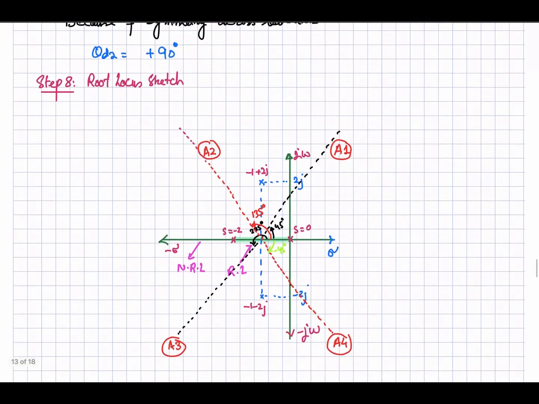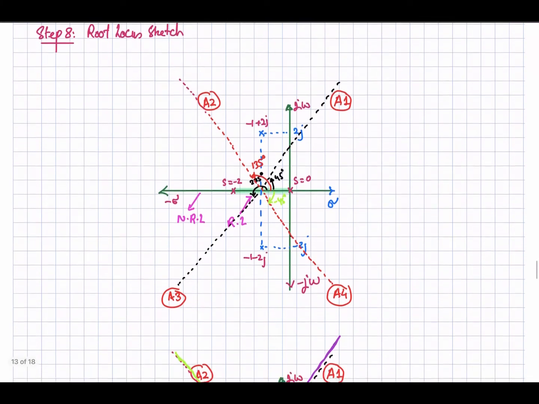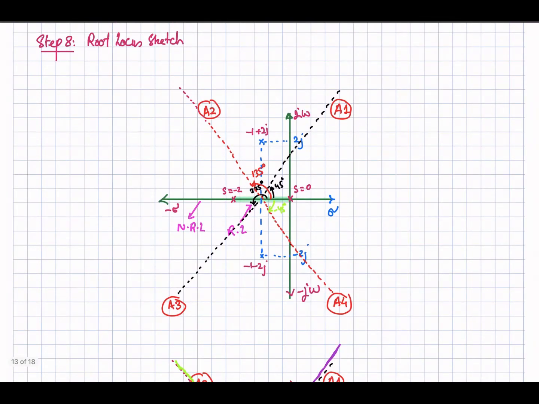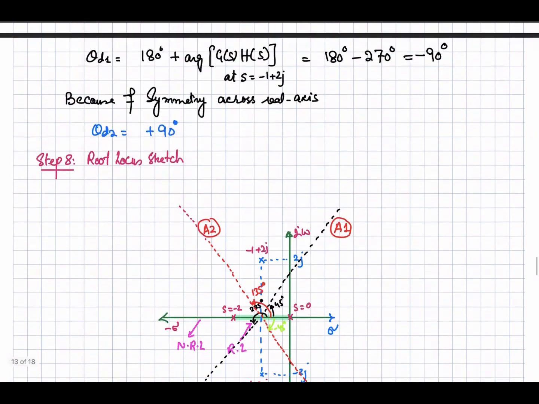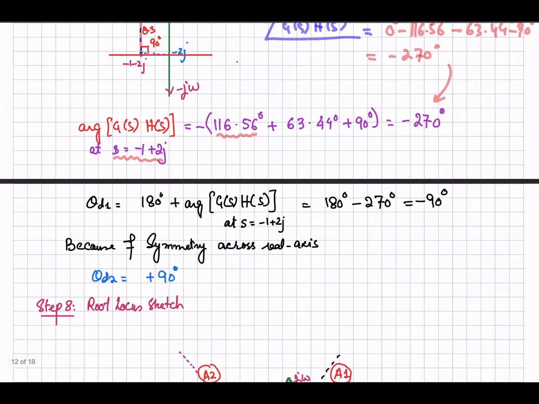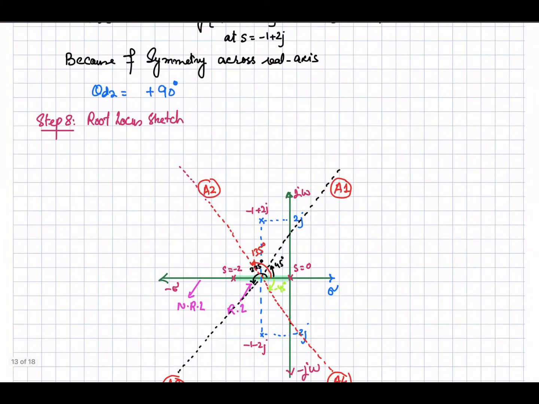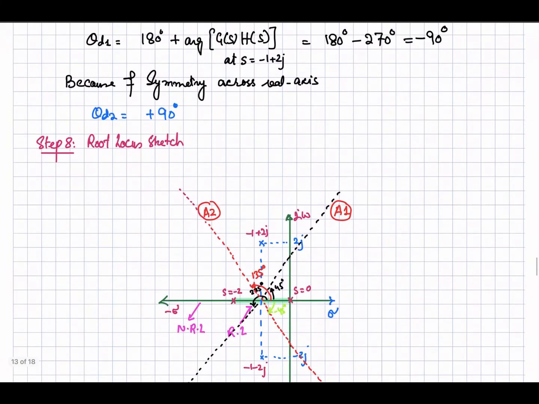So now if I want to sketch the root locus, we have already seen this diagram. Now we have calculated the angle of departure. One angle of departure is minus 90 and the other angle of departure is plus 90. So how will these poles move?